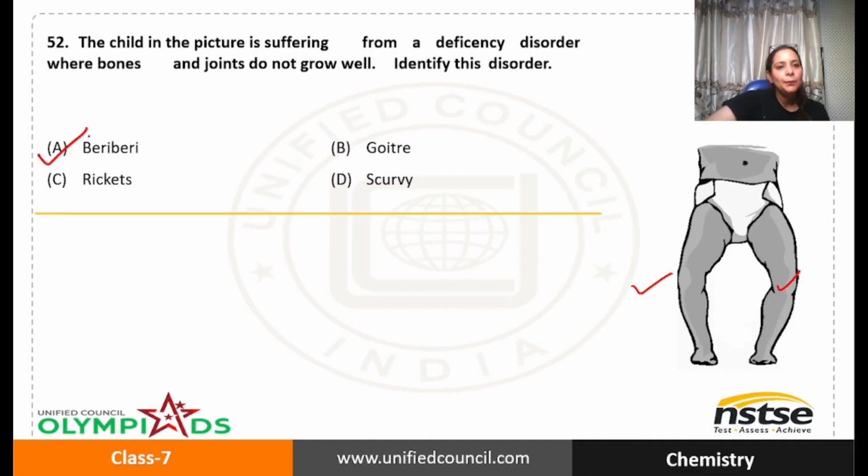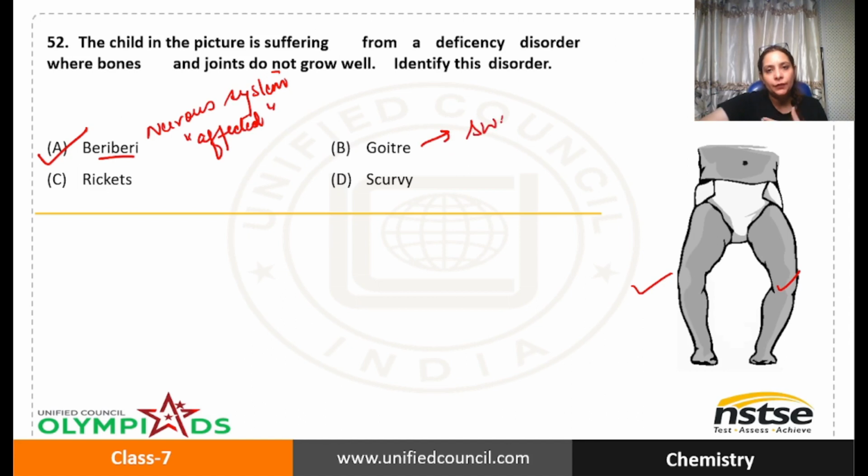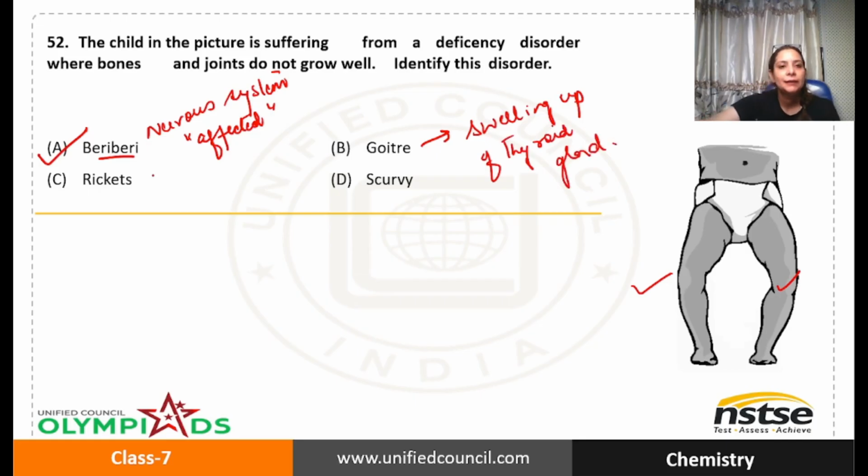Let me tell you, beriberi is that kind of disorder which occurs due to deficiency of vitamin B3, and in this nervous disorder, the nervous system gets affected. Goiter is a disorder in which the thyroid gland becomes swollen. Yes, it occurs due to deficiency of iodine in your diet.